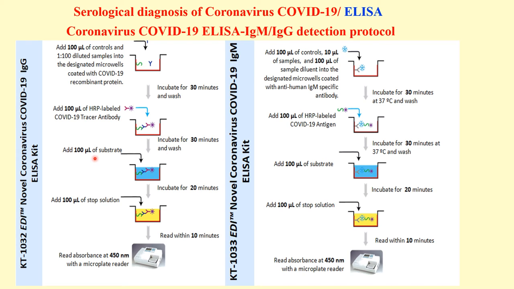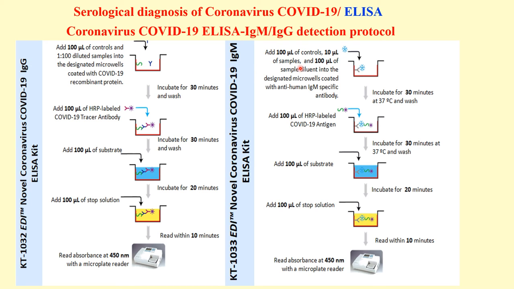And then you add 100 microliter of the substrate which is provided by the kit manufacturer. After adding the substrate, you incubate for 20 minutes. And then you add 100 microliter of the stop solution to stop the reaction. And then you read your results within 10 minutes using an ELISA reader. And you read the absorbance at 450 nanometers. So this is for the IgG kit.